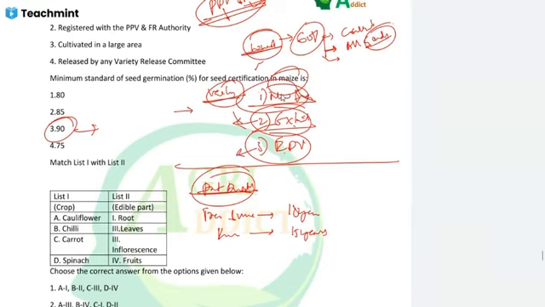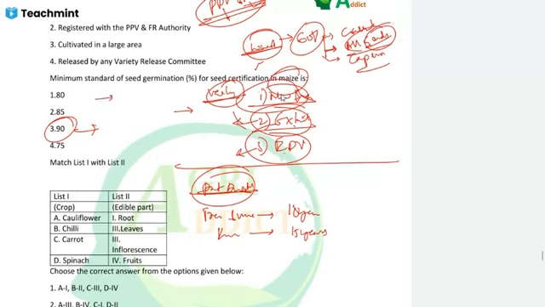So next, gourds, carrot, and also capsicum. So remember these three different crops which have the lowest germination percentage standard. Okay, this was regarding this question.